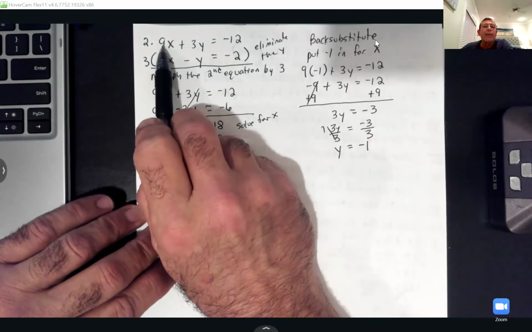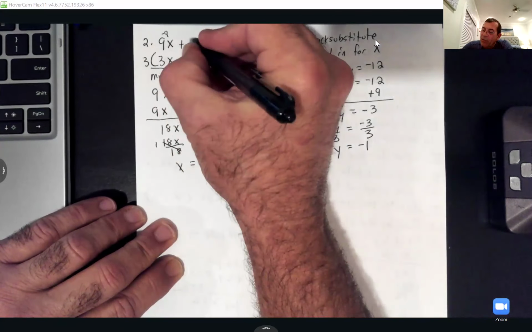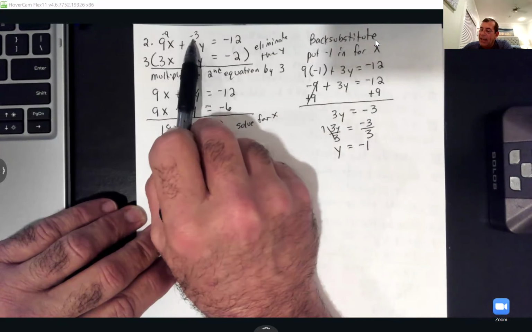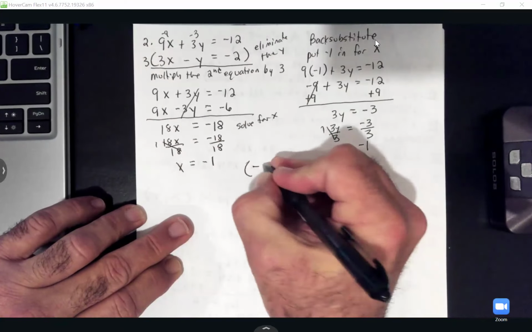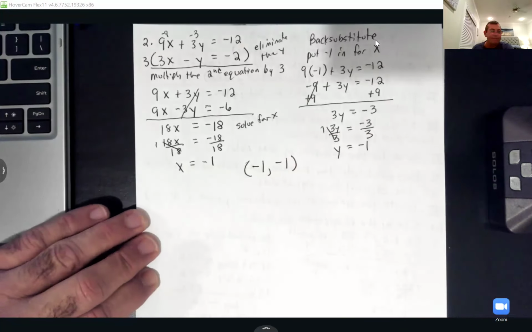So negative 1 times 9 would make that a negative 9. Negative 1 times 3 makes that a negative 3. And y'all look at that. Negative 9 and negative 3 equal negative 12. So we will have our final answer of a negative 1, negative 1.